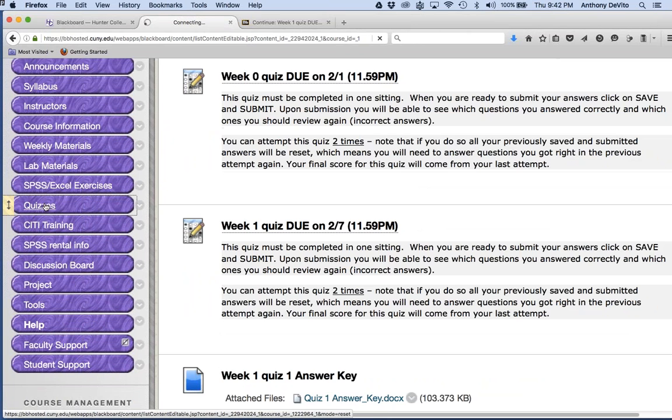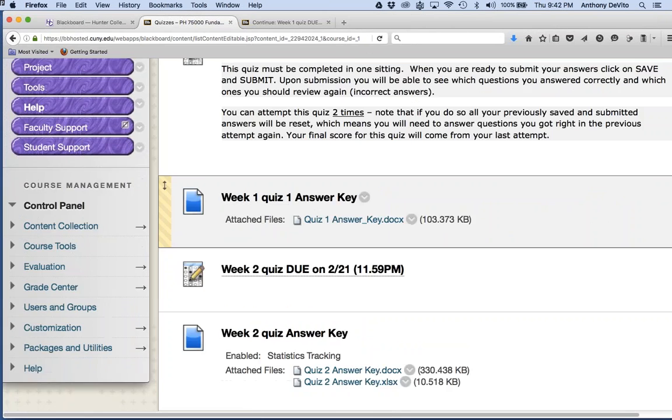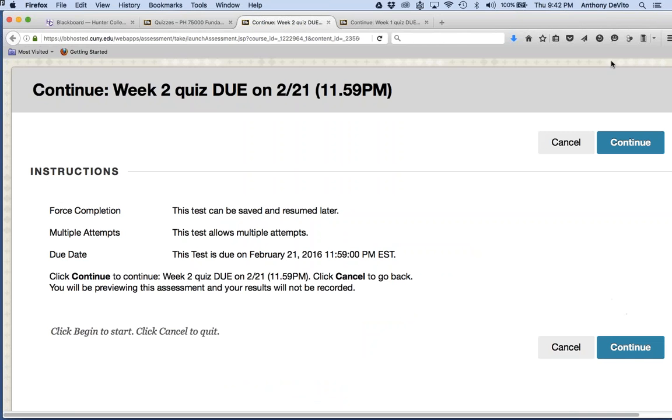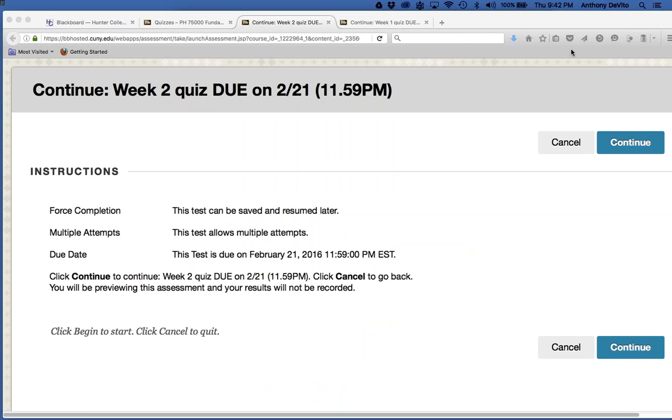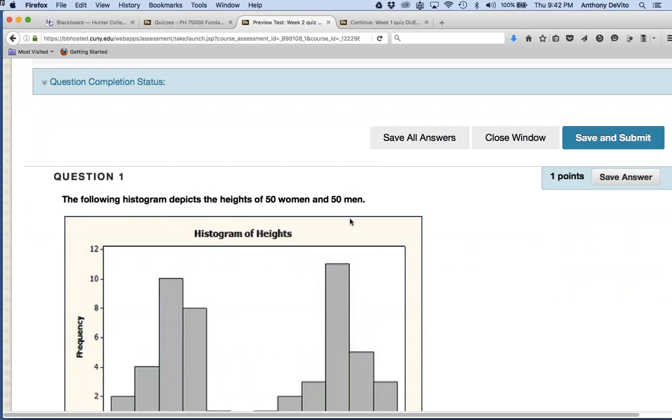Materials, let's see, quizzes. I'm going to play it back from here because it doesn't really print out all that well. Oh, we got the answers down here. Okay, good. Quiz 2, I'm going to say continue. Okay, let's get it to load.